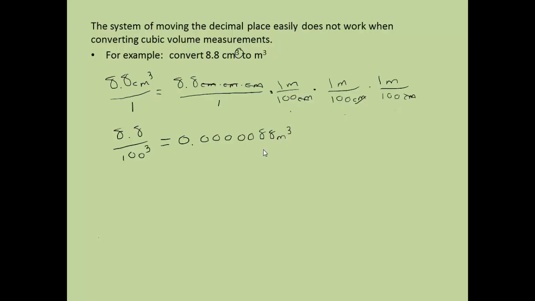That's not a very convenient way to write things, however, so we are going to convert this to scientific notation. And remember, scientific notation requires that there be one non-zero number to the left of the decimal point, and then the rest go to the exponent of the 10. So it becomes 8.8 times 10 to the, let's see, 1, 2, 3, 4, 5, 6. 8.8 times 10 to the negative 6 cubic meters.